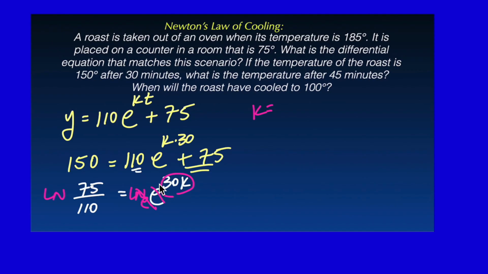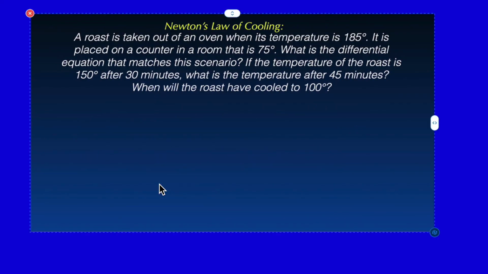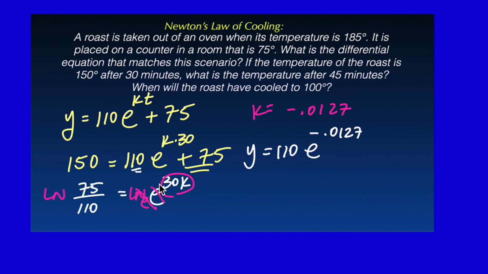is going to equal negative 0.0127. Okay, so now our new and improved equation is going to be that the y value equals 110 e to the negative 0.0127 times t plus 75.